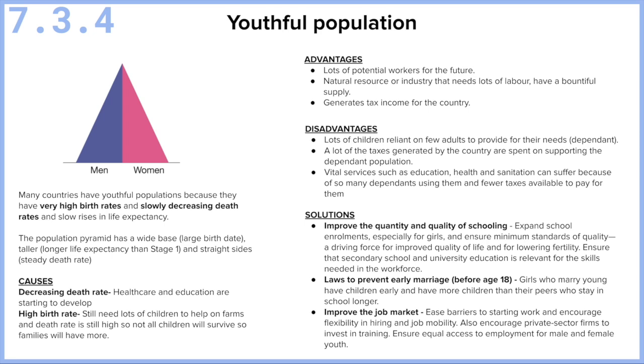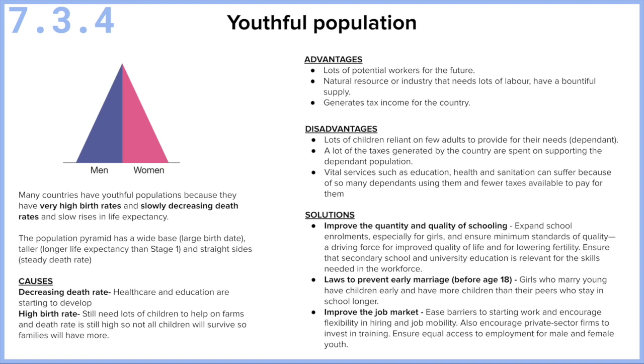The advantages of having a youthful population are that you've got lots of potential future workers. It means that you're not going to run out of taxes, because you're always going to have some workers around, because those children will grow up to work. Natural resources or industries do need a lot of labour in stage 2 and stage 3, because it tends to be mining, farming, fishing that require lots of people, and therefore you've got a plentiful supply of workers to do that, and it generates a lot of money for the country in terms of taxes.